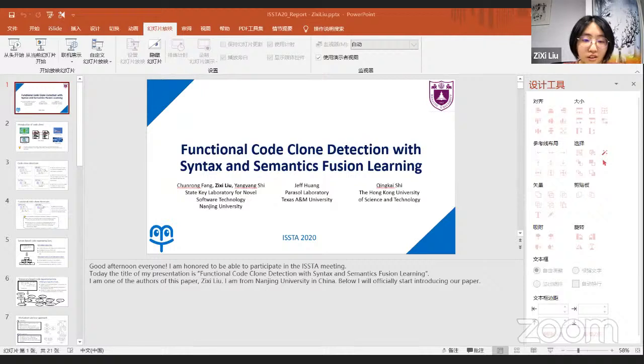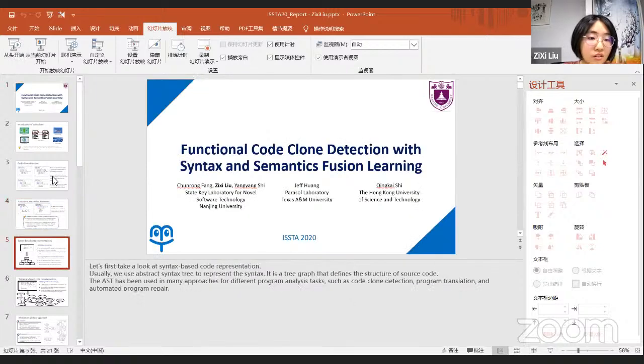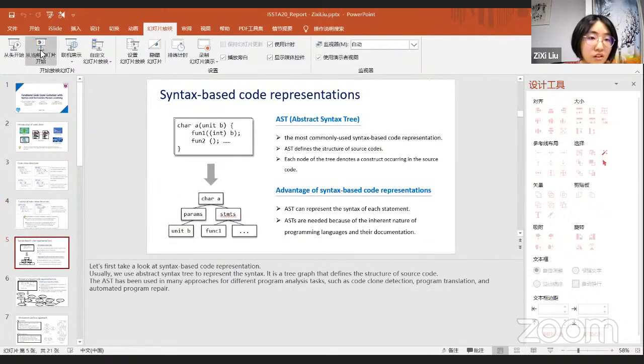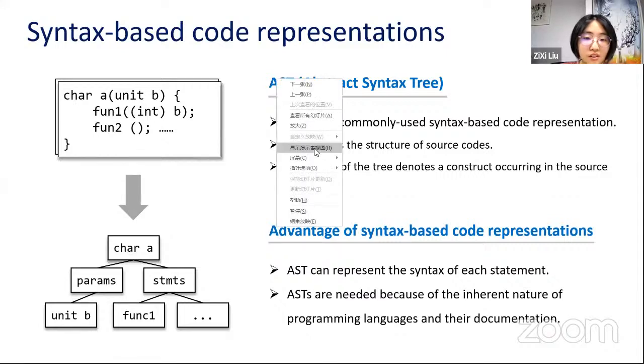Sorry, just a second. Your slide is back to number 1. It's not in the presenter mode, at least for me. Can you see this? Yes, you're fine now.